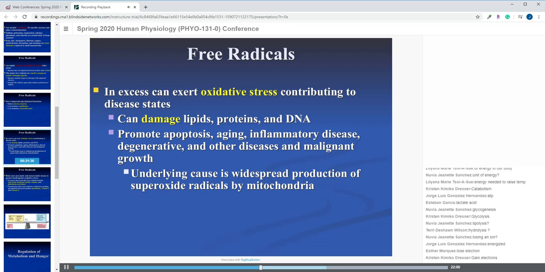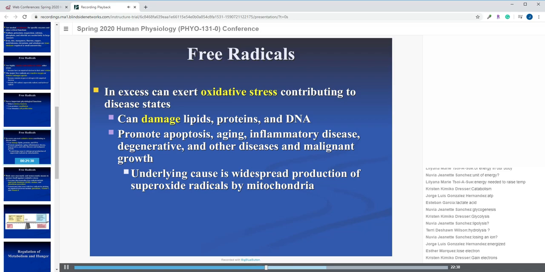They also stimulate apoptosis of cells. Then they are responsible for aging, causing us to age. Many of the inflammatory diseases, such as rheumatoid arthritis, and what is the other disease? Inflammatory disease, lupus. These are caused by the free radicals. Then they can also cause degenerative diseases.